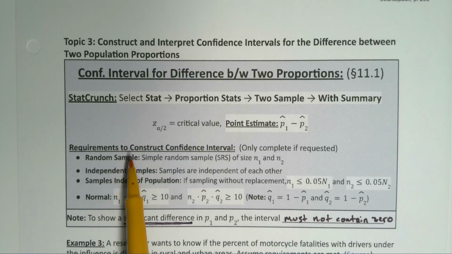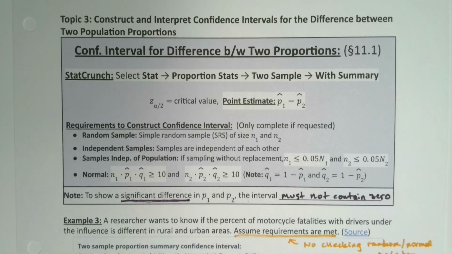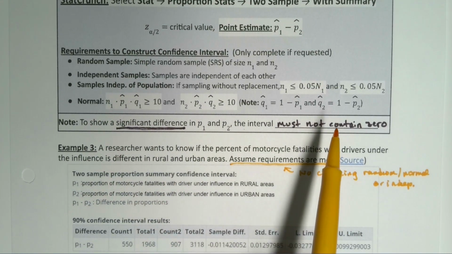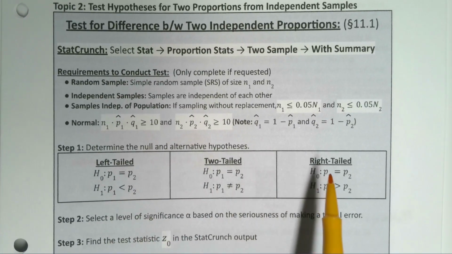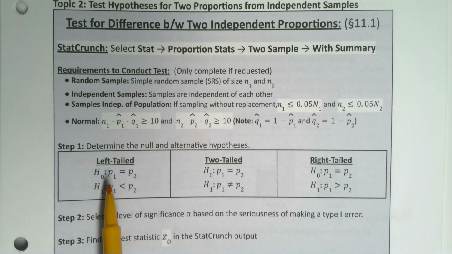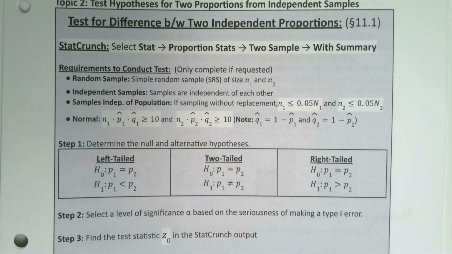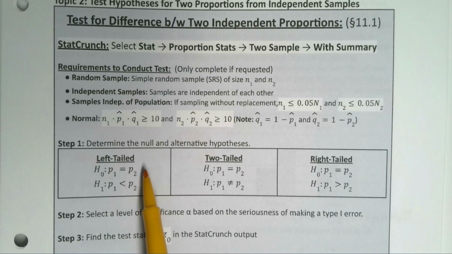You'll notice these requirements to construct the interval are the same as what they were to conduct a hypothesis test. That's all the same. And your point estimate is your difference in your proportions. Now, if you're going to show a significant difference in P1 and P2, that means that the interval must not contain 0. And that's tied back to how hypotheses work in this particular section. The null hypothesis is always assuming that the two proportions are equal to each other, which if they were equal to each other, when you subtracted one from the other, it would be equal to 0.